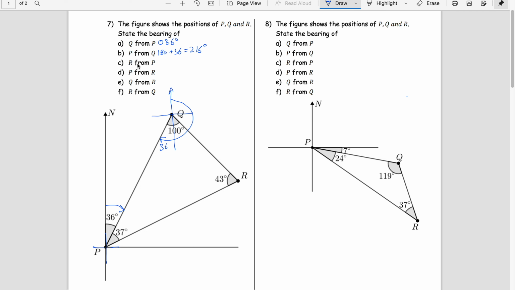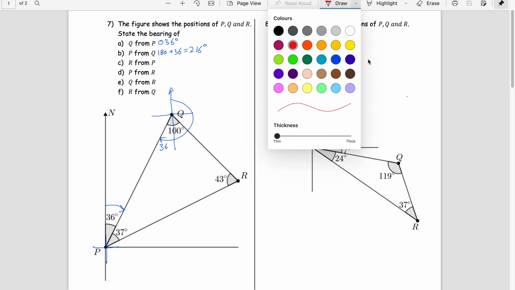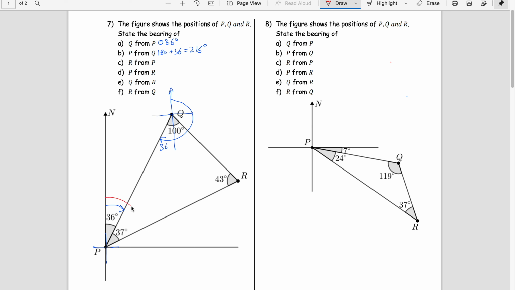For the third part, it tells you the bearing of R from P. Now this is R, this is P, it is from P. So your required angle is this complete part, that is 36 plus 37, which is 73. So you write 073 degrees.